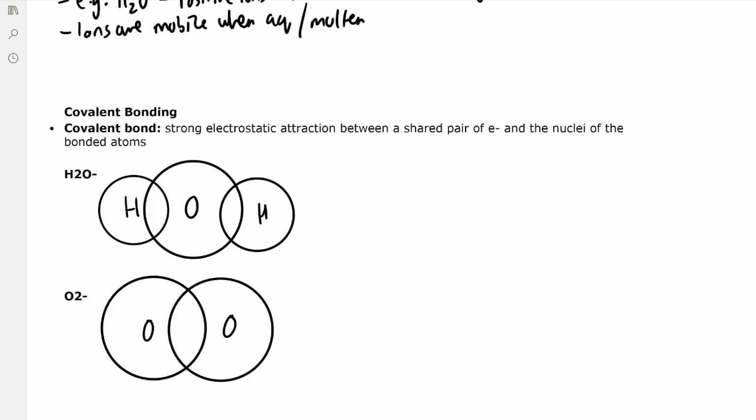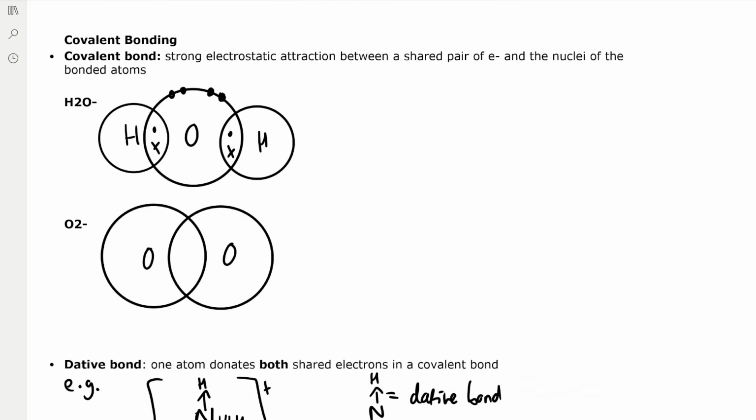Then covalent bonding. The definition of a covalent bond is a strong electrostatic attraction between a shared pair of electrons and the nuclei of the bonding atoms. For example, we've got water, which has covalent bonds between the oxygen and hydrogen atoms. So it has two single covalent bonds, and then it has two lone pairs of electrons. And then oxygen has a double bond, and each oxygen atom has two lone pairs.